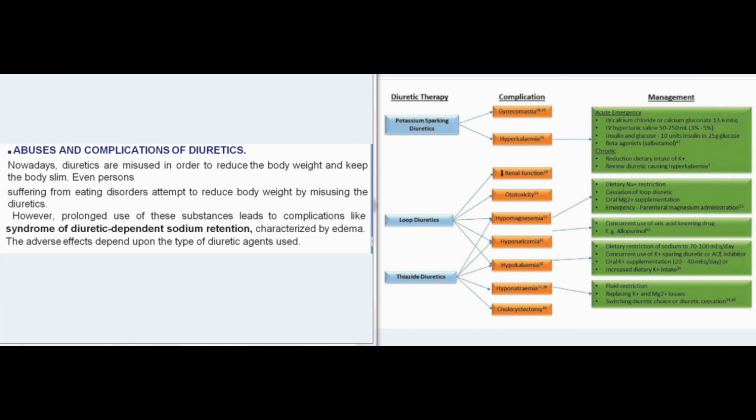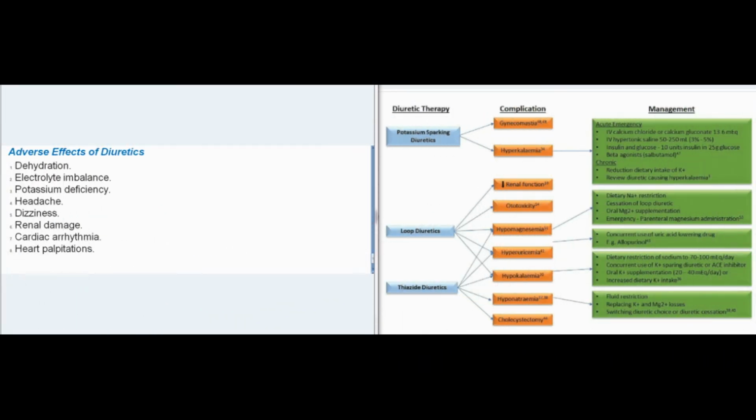Abuses and complications of diuretics. Nowadays, diuretics are misused in order to reduce the body weight and keep the body slim. Even persons suffering from eating disorders attempt to reduce body weight by misusing the diuretics. However, prolonged use of these substances leads to complications like syndrome of diuretic-dependent sodium retention, characterized by edema. The adverse effects depend upon the type of diuretic agents used. Adverse effects of diuretics: dehydration, electrolyte imbalance, potassium deficiency, headache, dizziness, renal damage, cardiac arrhythmia, heart palpitations.